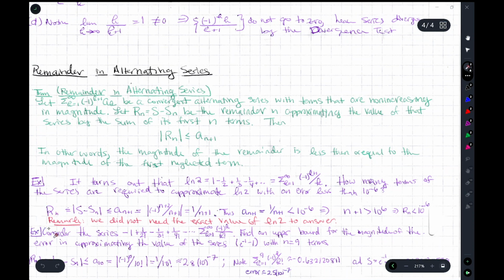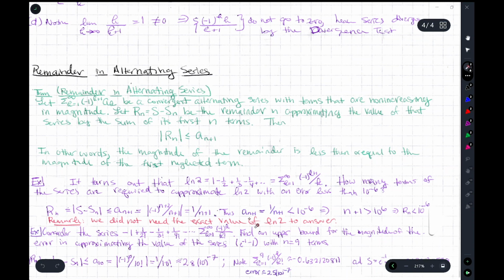The remainder is what's left, what you didn't sum. It's the difference between the final sum minus the nth partial sum. So we have a bound from our theorem that it's less than or equal to a sub n plus 1. Well, what is a sub n plus 1? You just plug in n plus 1 where you see a k there, and you get this term here, and you want to take the absolute value of it, so that sign there was unnecessary to write. So you get 1 over n plus 1.